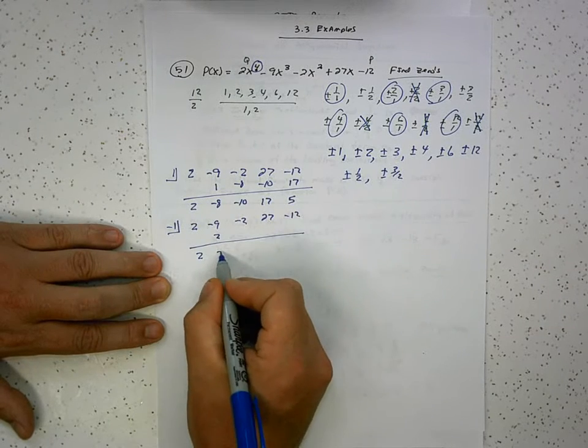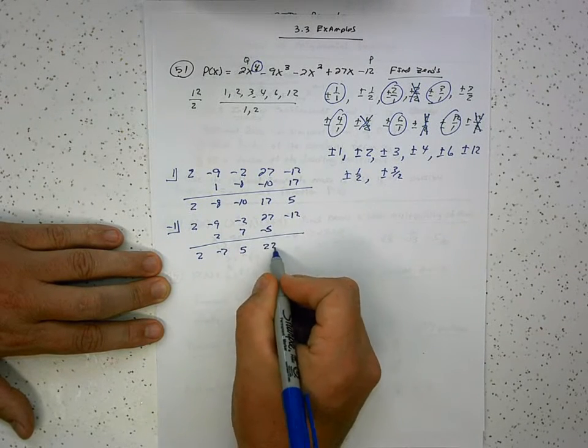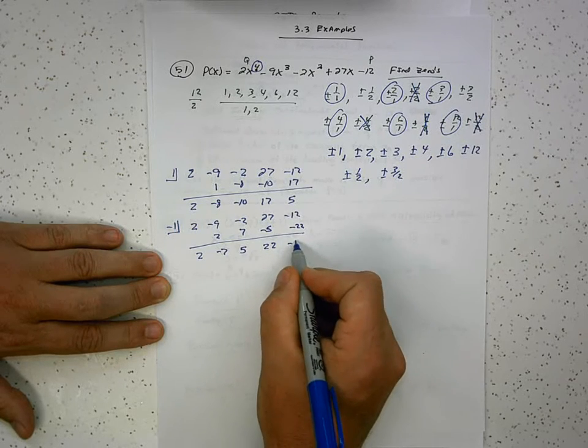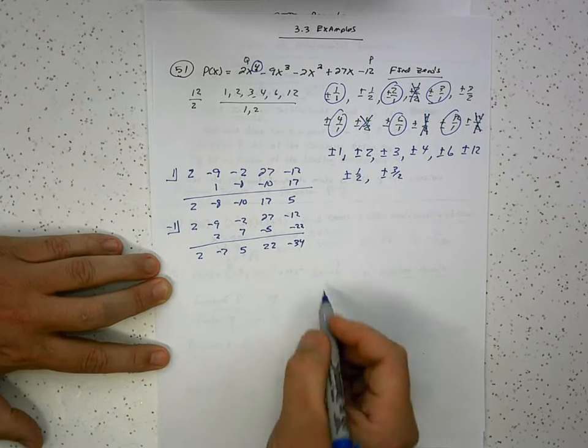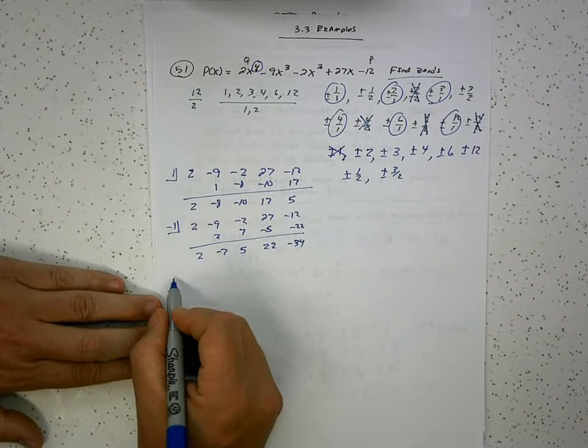2 drops down, gives me 2, negative 7, 7, 5, negative 5, 22, negative 22, negative 34. So 1 and negative 1 didn't work. I don't have to worry about those anymore. Now I'll try 2.